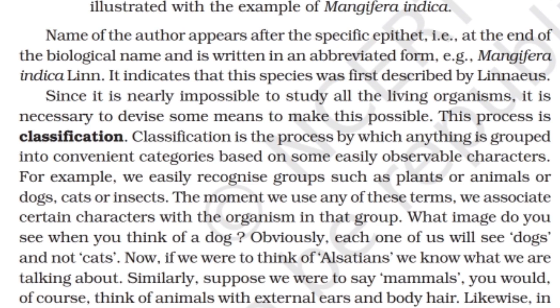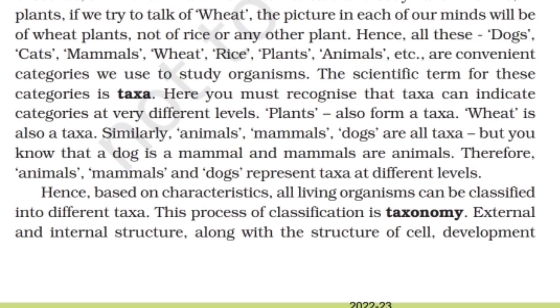Similarly, suppose we were to say mammals, you would of course think of animals with external ears and body hairs. Likewise, in plants, if we try to talk of wheat, the pictures in each of our minds will be of wheat plants, not of rice or any other plants. Hence, all these dogs, cats, mammals, wheat, rice, plants, animals, etc. are convenient categories we use to study organisms. The scientific term for these categories is taxa.